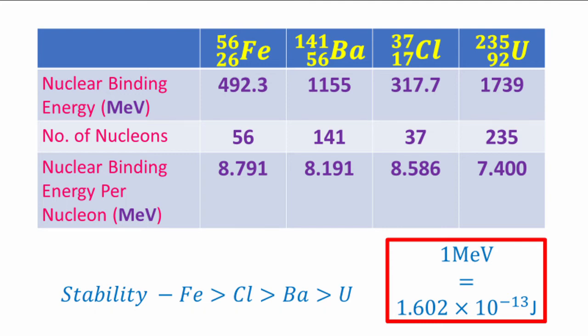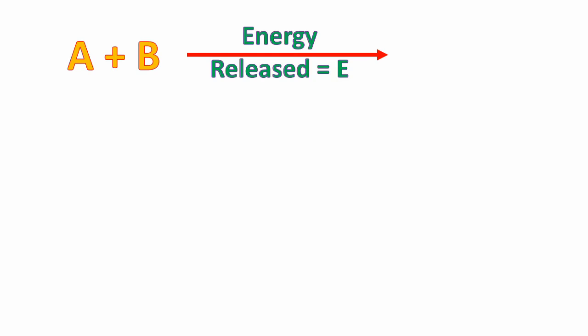Also note that the binding energy is usually given in mega electron volts, which is another unit for energy, and you can convert it into joules from the conversion box given on the lower right. Now, a nuclear reaction is a reaction where a set of unstable reactants react to form more stable products. As the products are more stable, energy will be released in this reaction and there will be a mass defect.